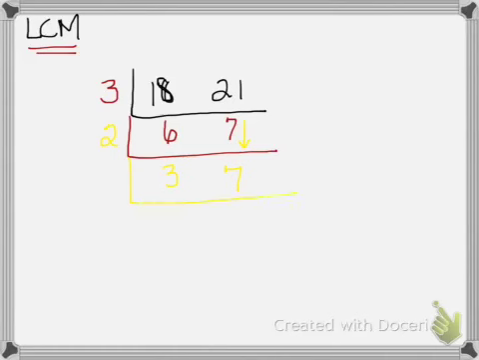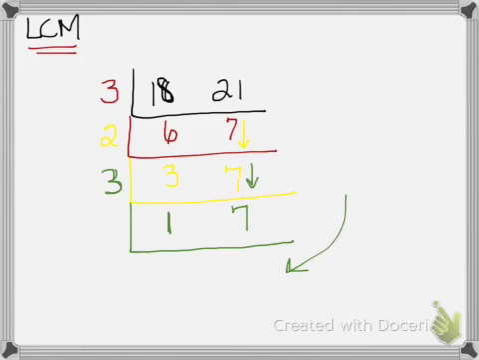Alright, now let's just keep going with the 3. I know that 3 can be divided by 3. So 3 divided by 3 is 1, and I'm going to bring 7 down. Our whole goal is to get 1s all at the bottom. So now that I have a 1 here, I can deal with the 7. The only prime factor that can be divided into 7 besides 1 is 7. And 7 divided by 7 is 1. And I bring this 1 down. And now that I have 1s at the bottom, I'm done.